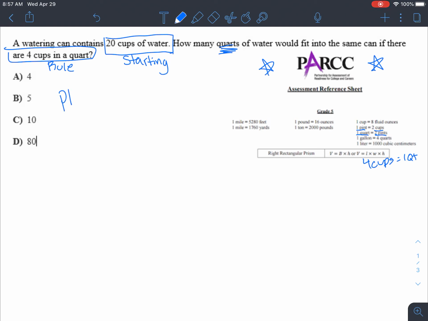So let's start a plan for this problem because it is a word problem. The first thing I'm going to do is convert cups, or 20 cups, to quarts. This is just a one-step problem. I'm not seeing anything else they want us to do with this, so that's the only thing I need to do. Let's show our work.